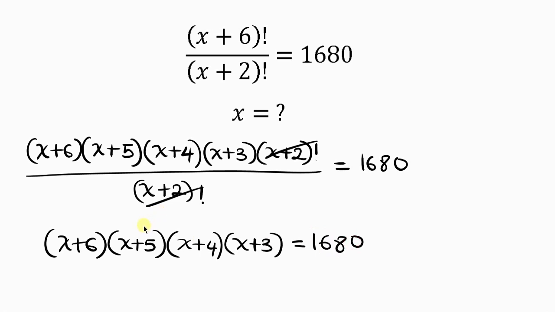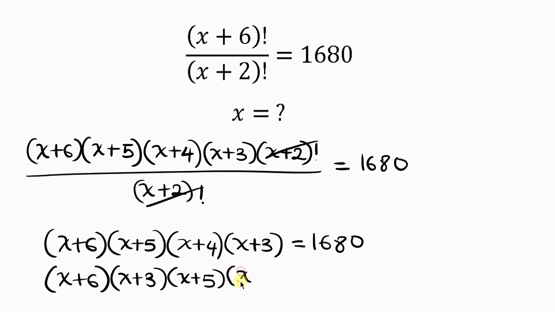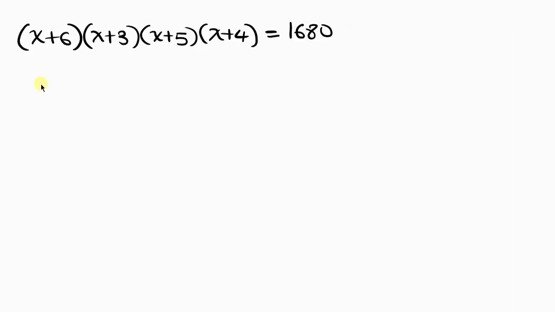Now our next step will be for us to rearrange. I'm going to be pairing this last one, this x + 3, to x + 6. So I have x + 6 times x + 3, and now times x + 5, and then times x + 4. So we just rearrange, and this is equal to 1680.